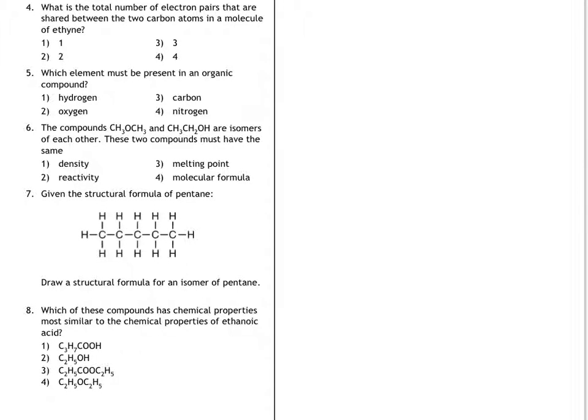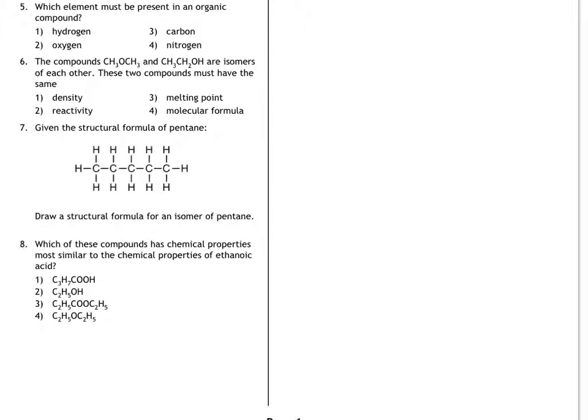For number 4, what's the total number of electron pairs that are shared between 2 carbon atoms in a molecule of ethyne? So that's what ethyne would look like, and the 2 adjacent carbon atoms would have 3 pairs of electrons between them. Which element must be present in an organic compound? According to the regions, that would be carbon.